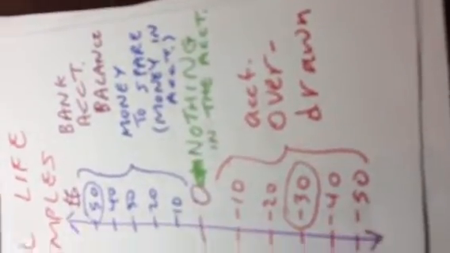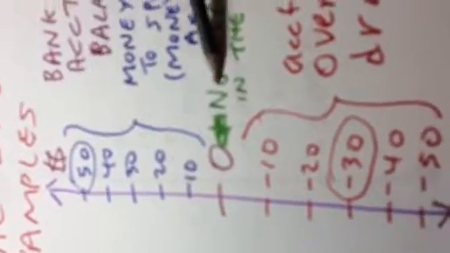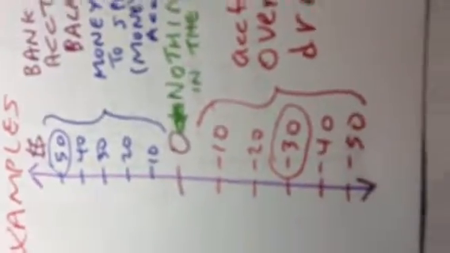If your account is overdrawn by $30, the integer that we would use to represent that situation is negative 30. Same thing we do in math class. Negative 30 means that you are 30 units below 0, or you owe the bank $30. You're $30 below having nothing. If you have $50 in your account, you're $50 above having nothing. Okay, so bank accounts can tell you about integers.